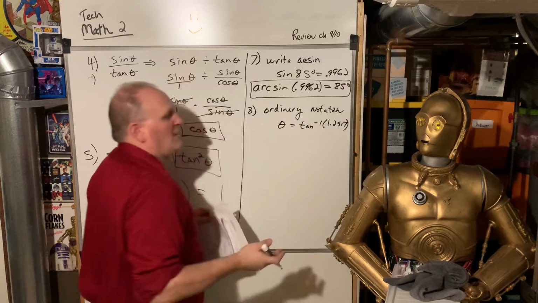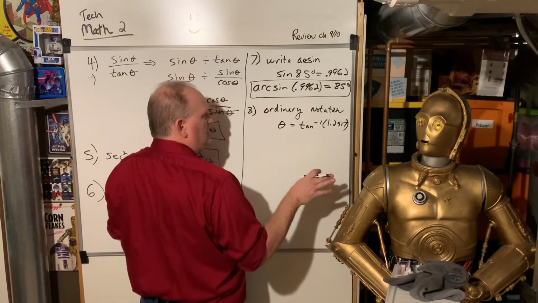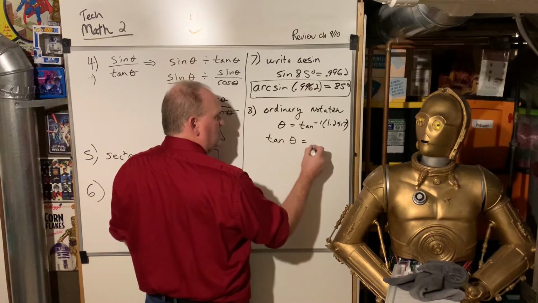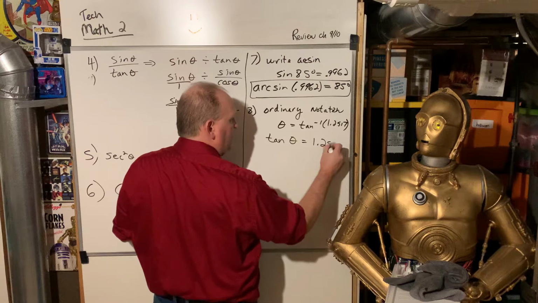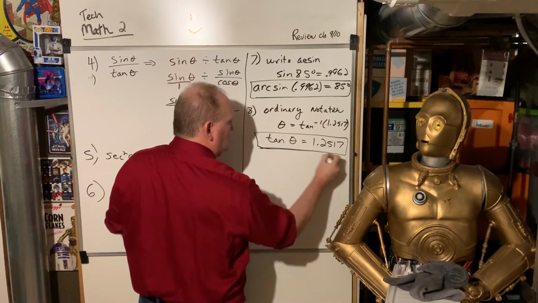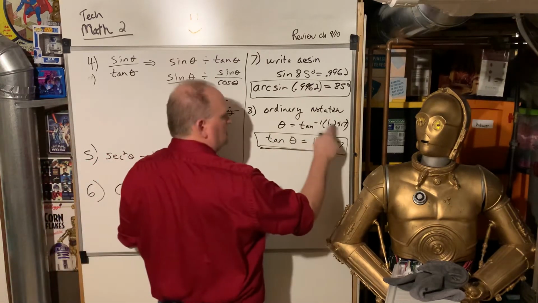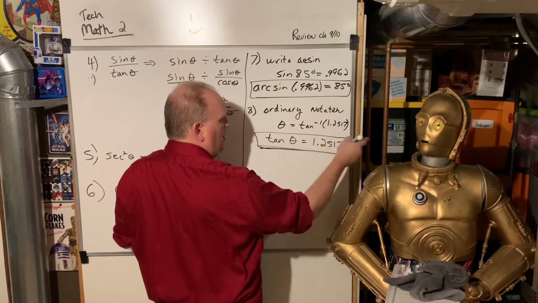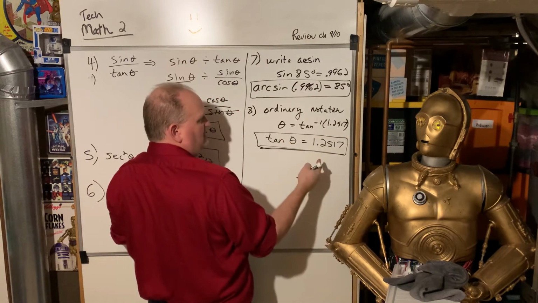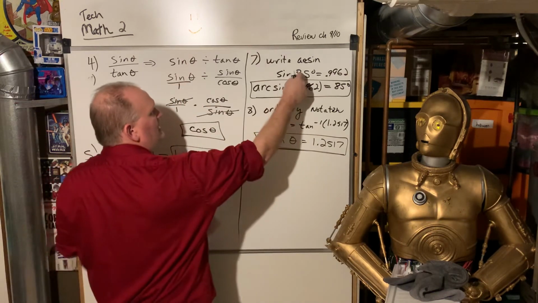1.2517. What throws people off here is they think they just want you to do it in your calculator. They don't. They want you to write it out. Tangent theta is equal to 1.2517, even though we don't know what theta is. That kind of throws students off because there's a variable there. Sometimes they think, oh, I'll just execute it and give them the answer. We don't want the answer. We want it written as a tangent. That's ordinary notation.